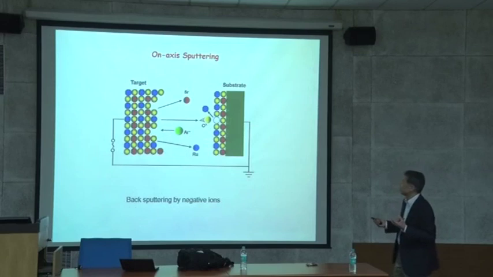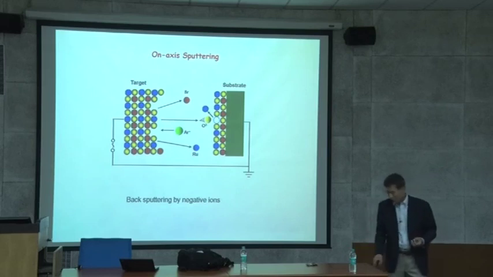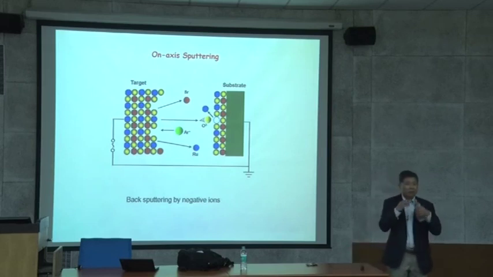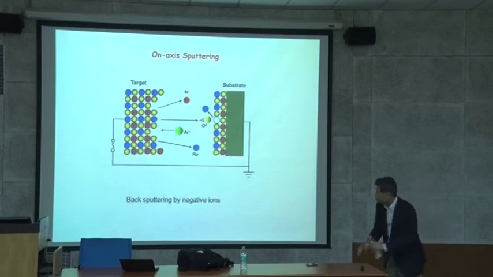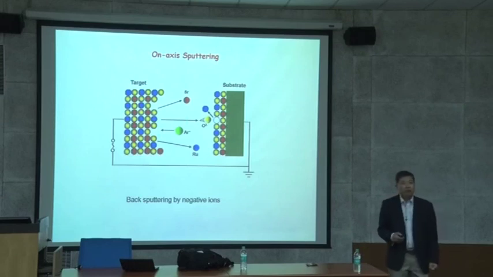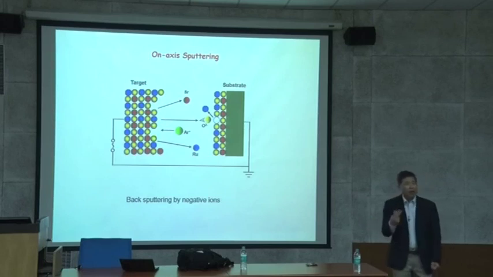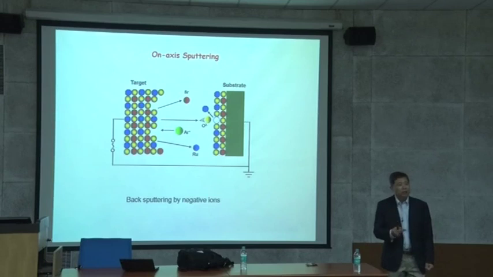Most people tried for many years to grow oxide thin films by sputtering in this geometry. The sputtering comes from a composite target, and I just draw here a strontium ruthenium oxide target. You have 2 different cations, strontium and ruthenium, and oxygen, the yellow one. So we have 3 elements: 2 cations and one anion.